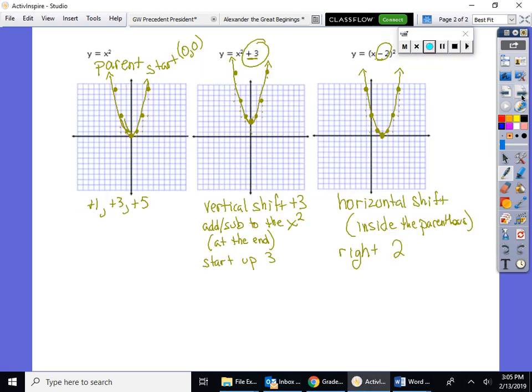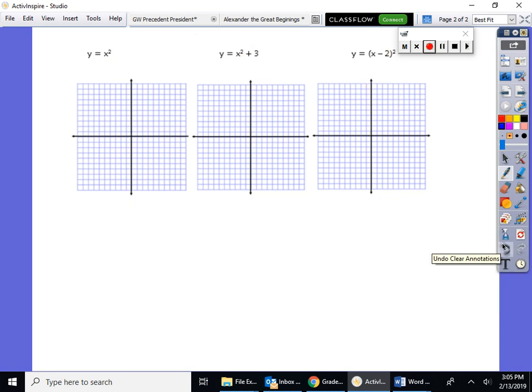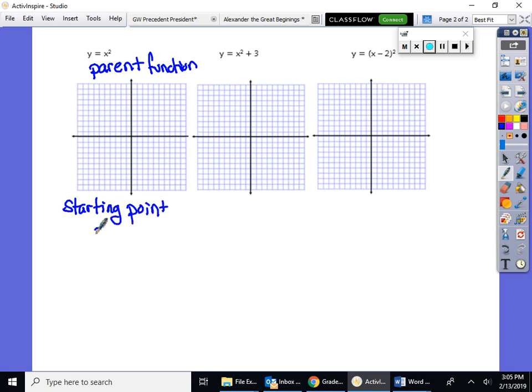So the first one, we have y equals x squared. This is our parent function, because it's just y equals x squared, there's no other values with it. And the vertex, the starting point, is 0, 0. So we start our graph at 0, 0.